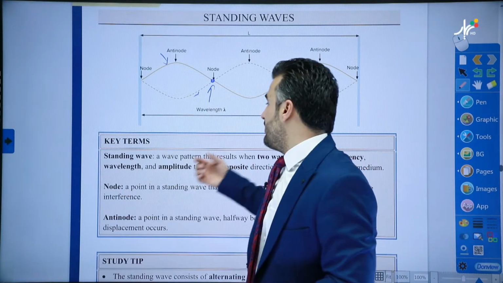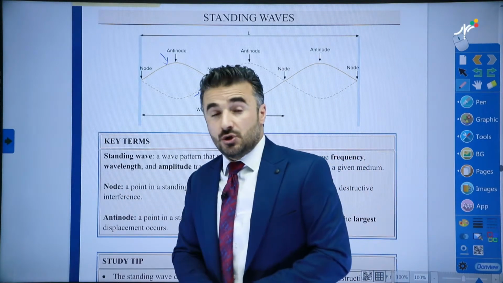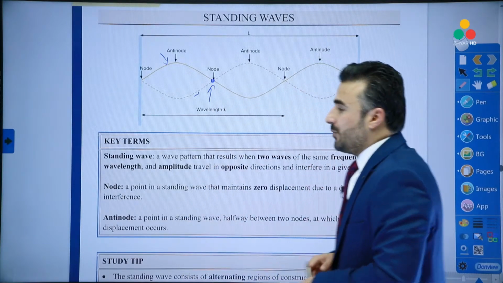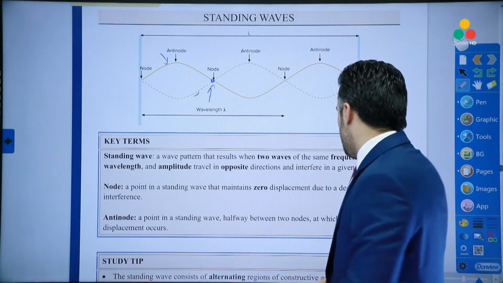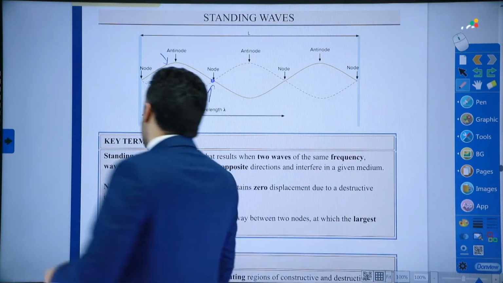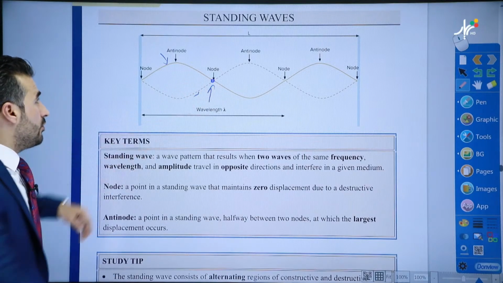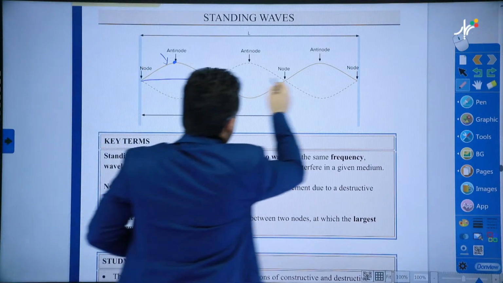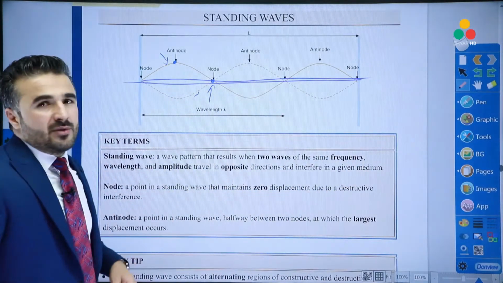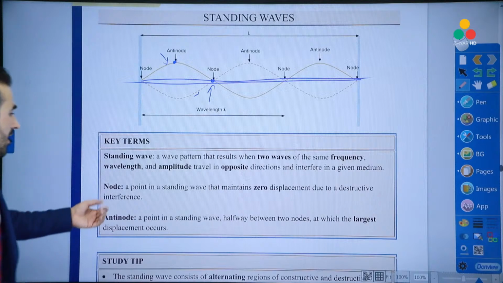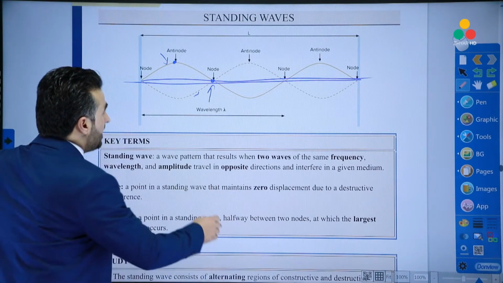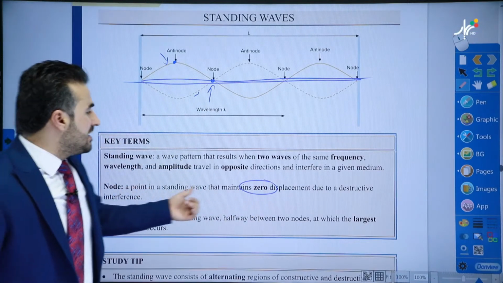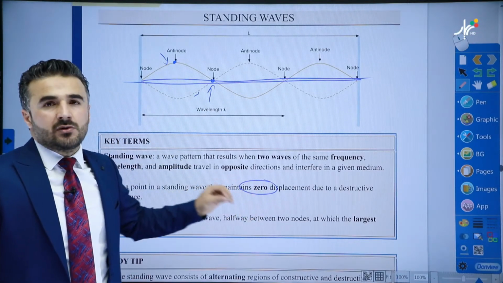So once again, a standing wave is a wave pattern that results when two waves of the same frequency, the same wavelength, and the same amplitude are moving past one another in opposite directions in a given medium. Remember, we asked what a node is. If I draw something like this, here is the equilibrium position. A node is a point in the standing wave that maintains zero displacement.